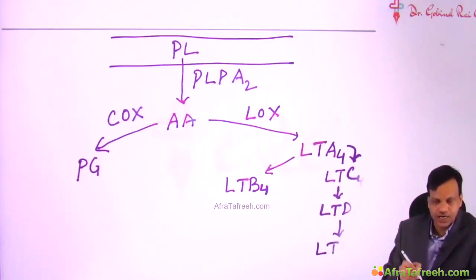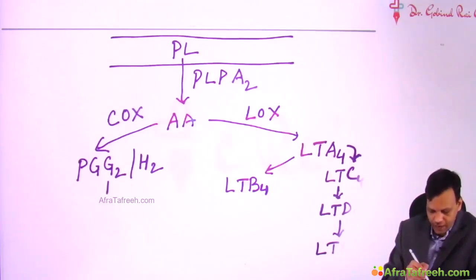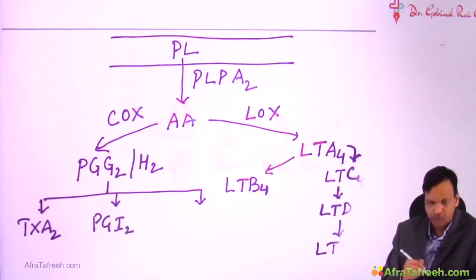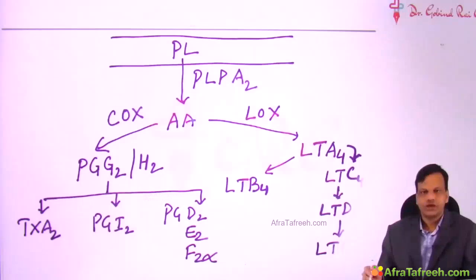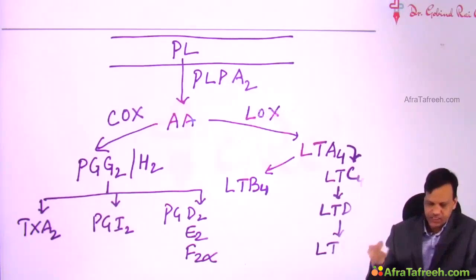On the other hand, prostaglandins initially formed are G2 and H2, which are unstable, and they will form different end products in different cells. In the platelets, they form thromboxane A2. In the endothelium, they form PGI2. And in other cells of the body, they form prostaglandin D2, E2 and F2 alpha. So these are the formation of different prostanoids, or prostaglandins, we can say.